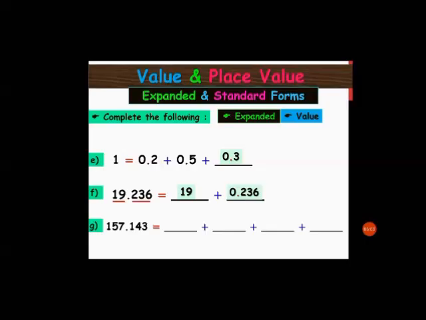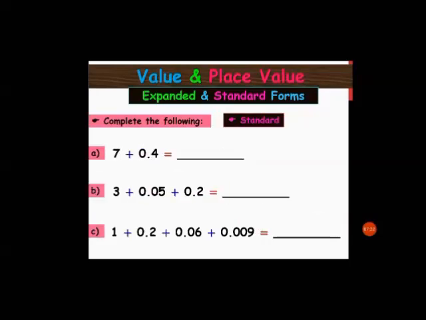Now the next question is 157.143. Now how many places do I have here? I have 3 places. So I have to look at this number. How can I split this number into its values? So I will deal with this number this way. I will get the value of the whole number 157 and then get the value of 1, the value of 4, and the value of 3. So the value of 157 is simply 157. The value of 1 is 0.1, the value of 4 is 0.04, and the value of 3 is 0.003.